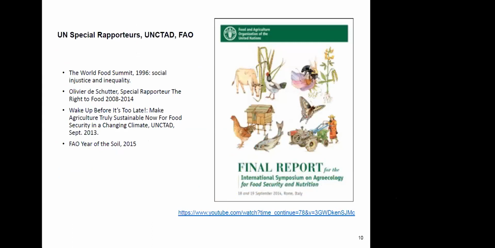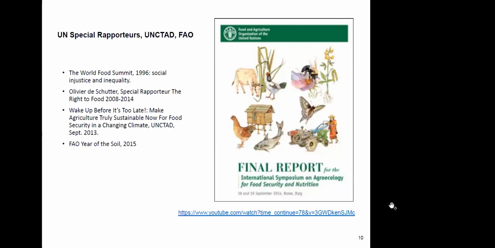Happily, over the last few years, there have been quite a lot of conferences and reports. I'm not going to go through them in detail. The UN Special Rapporteur, Olivier de Schutter, concluded in his report that we need a switch to agroecology to solve all of these problems. And he concluded, after traveling the world and talking to a lot of people who are doing agroecology, that it is possible to feed the world through agroecology. And UNCTAD and the Food and Agriculture Organization also came to the same conclusion in 2 reports.